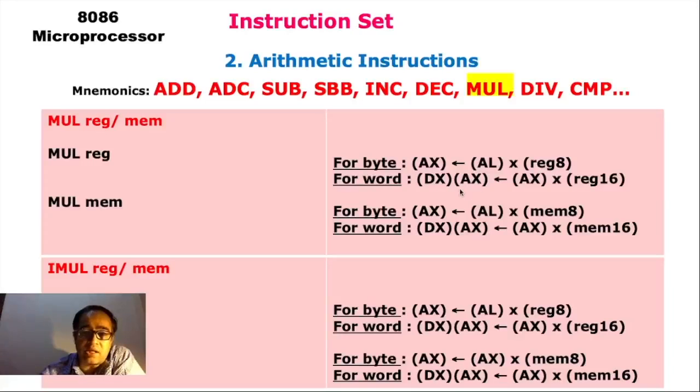Any extra value which is spilled would be saved in DX for a word. And the same happens for memory. IMUL is for immediate. So as you can see, this is IMUL.